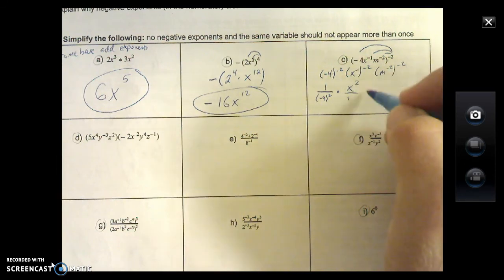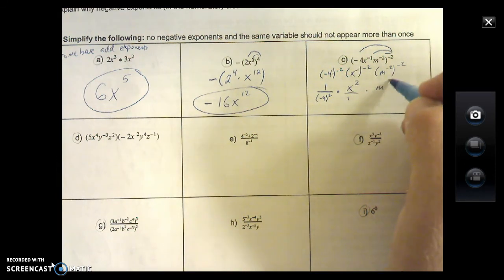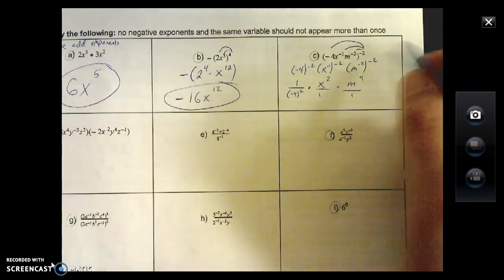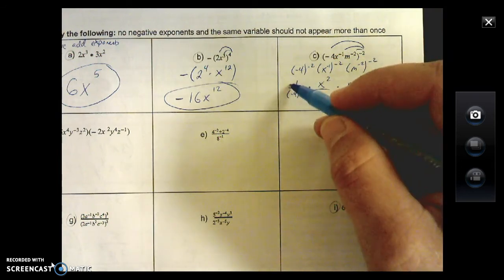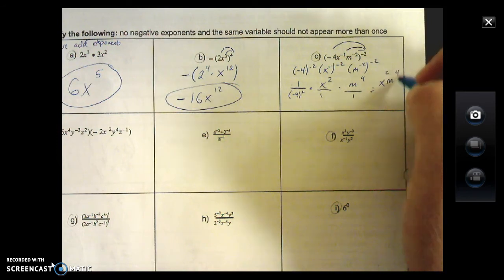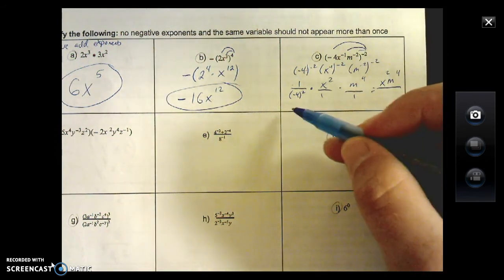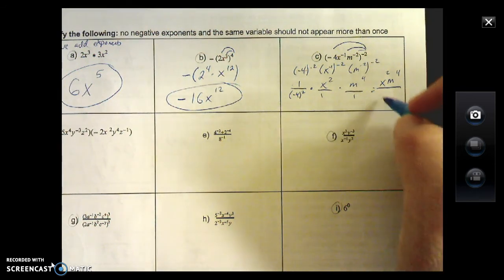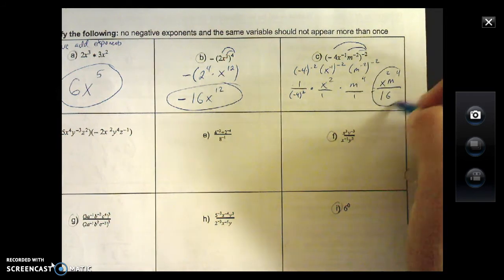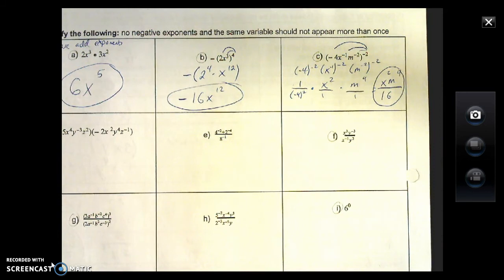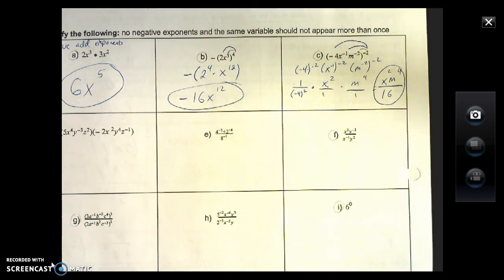And then negative 2 times negative 2 is positive 4. Okay, one last thing here. Go across your tops. 1 times x squared times m to the 4th. X squared, m to the 4th. Negative 4, that whole quantity squared. Well, negative 4 times negative 4 is 16. There we go. I have no negative exponents, and there's not more than one variable. So it's all just condensed down to x's and m's.